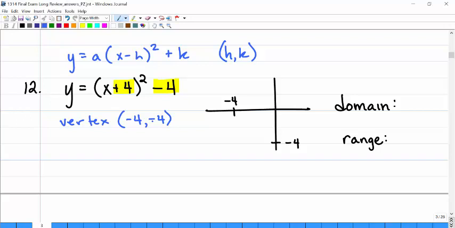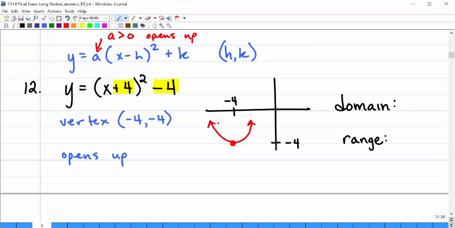I know that this parabola opens up. And why do I know that? Because my a, which is 1 out front, is positive. If a is positive, it opens up. If a had been negative, it would have opened down. So my vertex is here at negative 4, and I know that I'm going to open up.